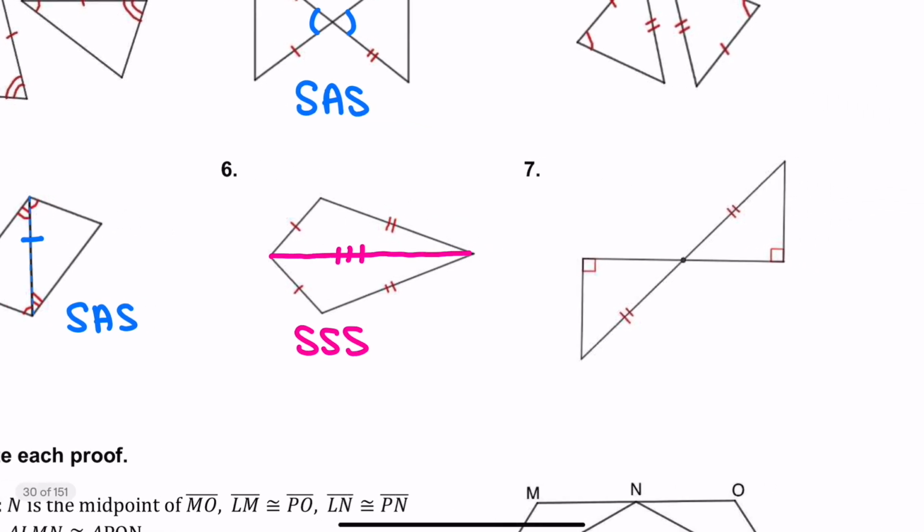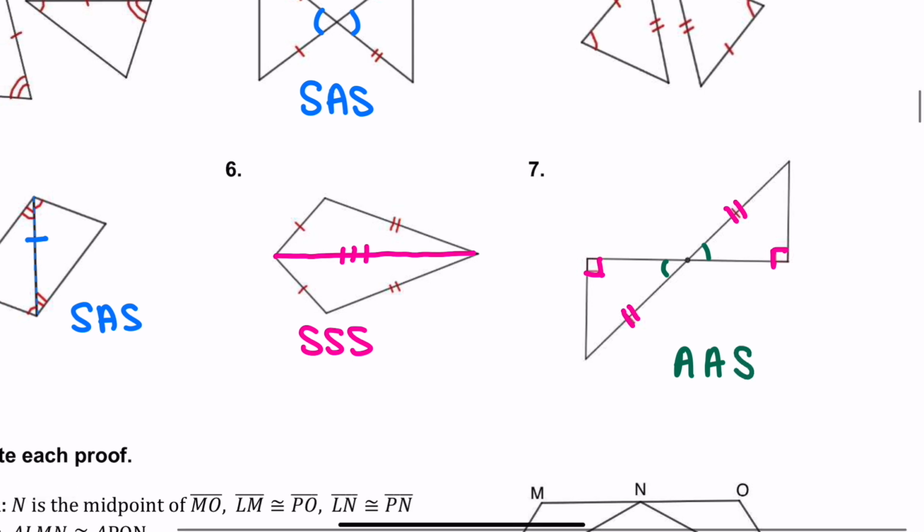Number 7, I see two things that are the same. We have two right angles. Right angles are 90-degree angles. And we have this side here that is the same. We need three things that are the same. So we also have vertical angles here. So we have two angles, and notice that side isn't in between the two angles. It's off to the side. So instead of angle, side, angle, this is going to be angle, angle, side.